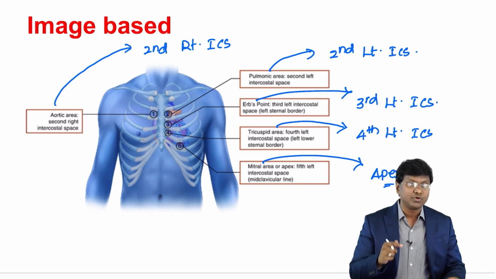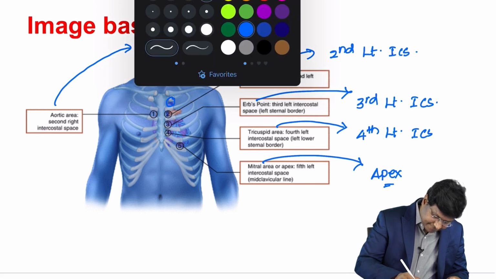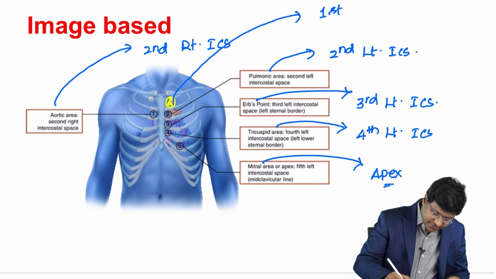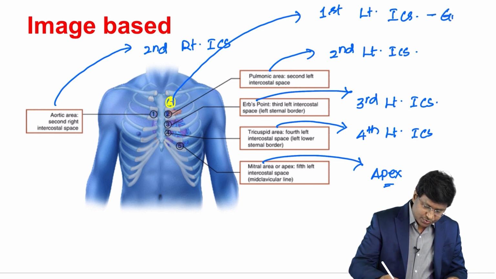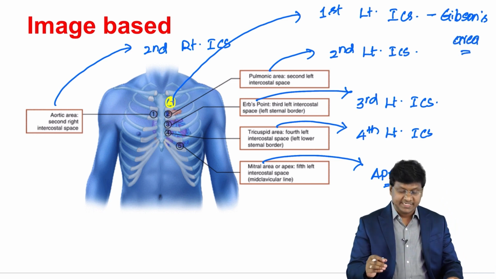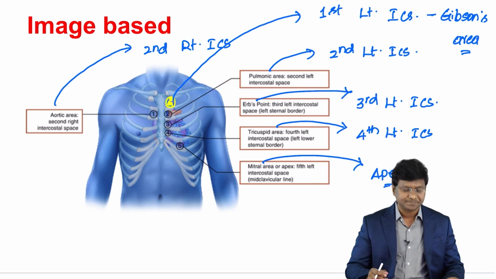And let me tell you one more area here, which we call it as the Gibson's area. So Gibson's area, it is present in first left intercostal space adjacent to the sternum. And this Gibson's area is used to auscultate the Gibson's murmur. And where will you see that Gibson's murmur? In patients with PDA, that is patent ductus arteriosus.